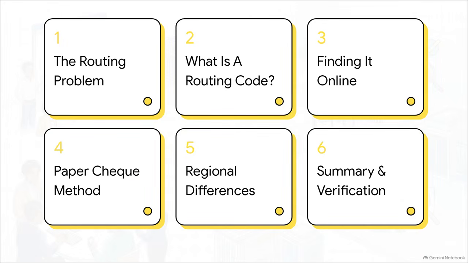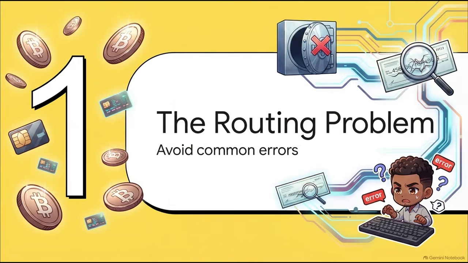We'll start with the routing problem. Clearly define what a routing code actually is, and then jump into a super easy step-by-step guide to finding yours online. We'll also cover the old-school paper check method, look at a few regional differences you really need to know, and then wrap it all up. All right, let's kick things off with Section 1, the routing number problem.